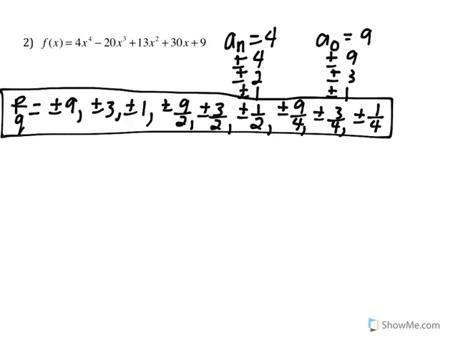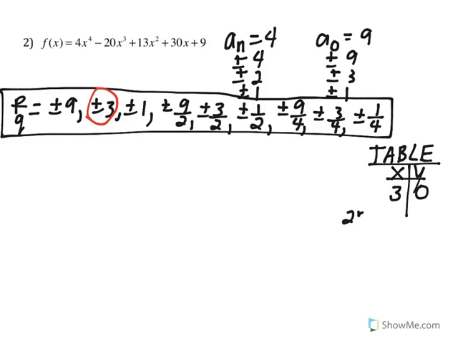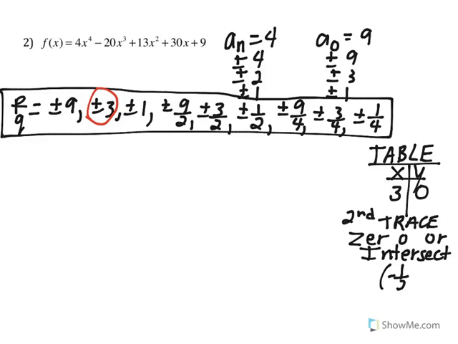You're going to use two things. You're going to type this in, go to second graph, and look at your table. That will help you find one of them. Notice we have a lot of fractions here. So 3, 0 shows up in the table, which is good. That's one of the ones that we have listed out here as a 3. If you use either second trace 0 or intersect, you will get another one of negative 1/2, 0.